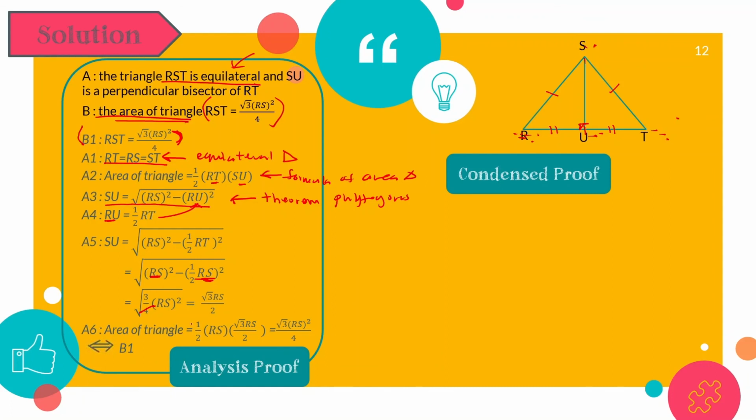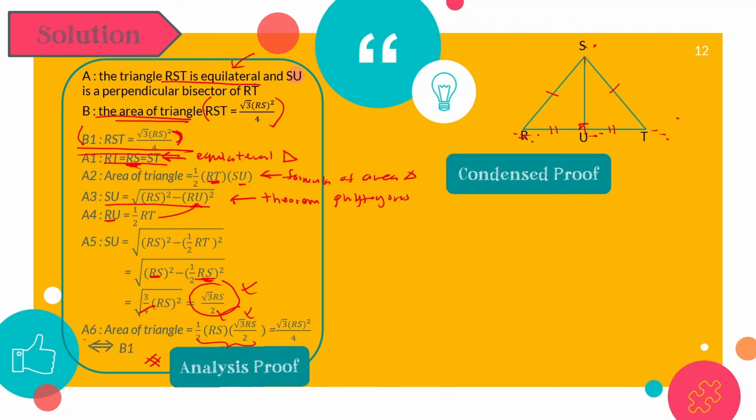So area of triangle is equal to 1 over 2. So substitute back here: 1 over 2 RT is equal to RS times SU. This is SU, right? This is what you got from SU. So substitute everything in the formula of 1 over 2 base times height. So you got root 3 over 4. Simplify this statement, and you got root 3 RS squared over 4, same as your B1. So your proof is complete, back to B1. So we got E6 same as B1.